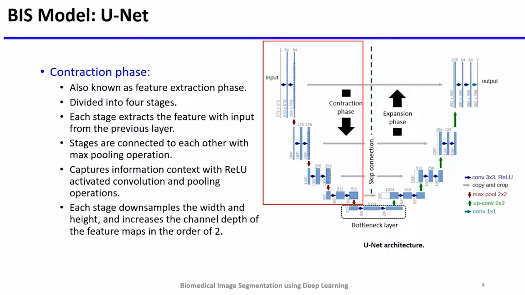Later, we will see the features extracted at each of these stages are also propagated to the decoder block, or the expansion phase, that is used for the reconstruction of the feature maps. As shown in this schematic representation of the U-Net model, the convolution operations are represented with blue arrows and the corresponding output with blue blocks, and also the max pooling operation connecting each stage is represented with red arrows.